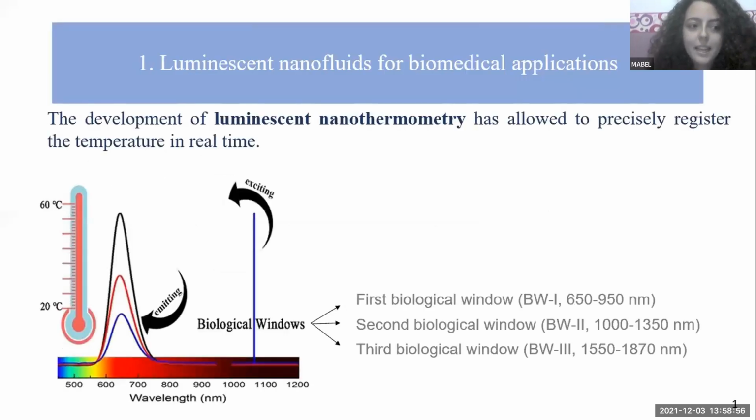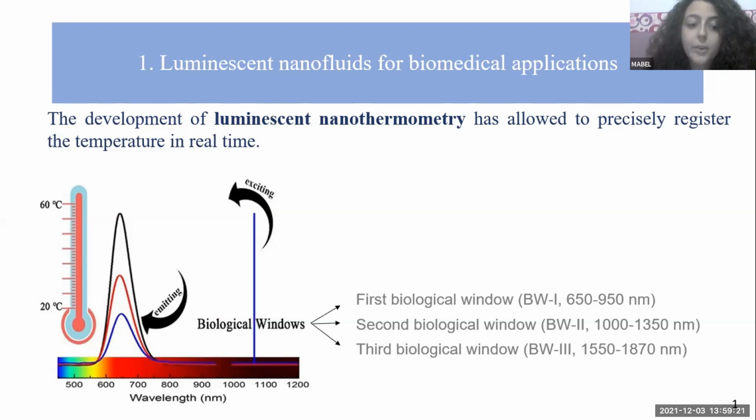So currently, the development of luminescent nanothermometry has allowed us to precisely register the temperature in real time, which has many biomedical applications such as diagnosis and medical treatment. The luminescent nanothermometry uses luminescent nanoparticles, which show significant temperature-dependent photoluminescent properties.